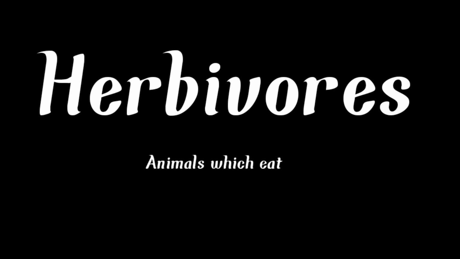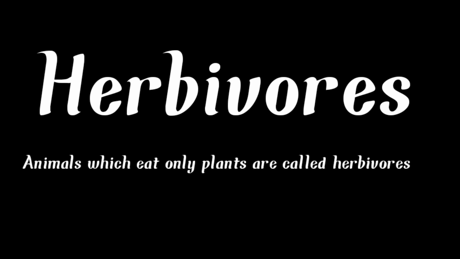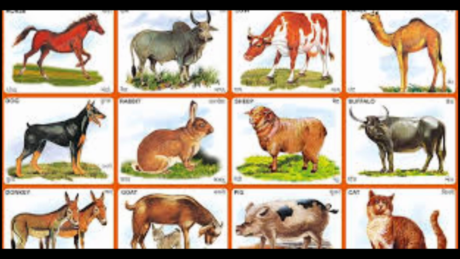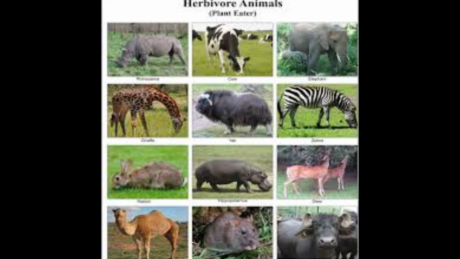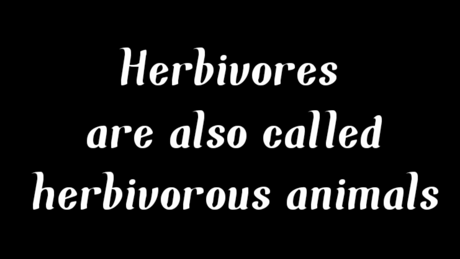Those animals which eat only plants are called herbivores. The herbivores may eat grasses, leaves, grains, fruits, or the bark of trees. Some of the examples of herbivores are goat, cow, buffalo, sheep, horse, deer, camel, ass, ox, elephant, monkey, etc. Herbivores are also called herbivorous animals.